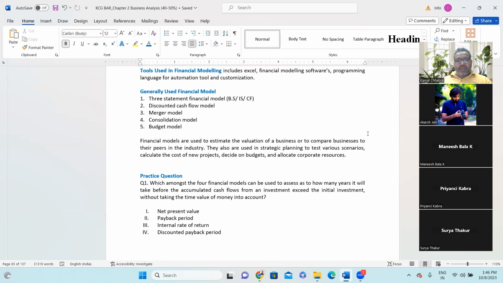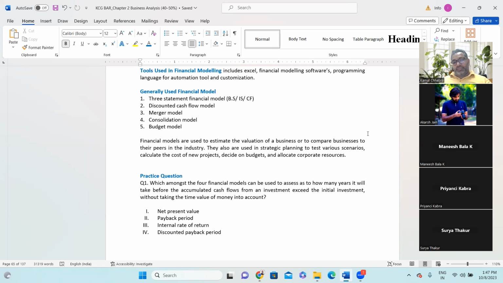So discounted, that's net present value. Yes, right? So it is saying without using. So the first option is incorrect, right? Second is payback period. Third is IRR, internal rate of return, and fourth is discounted payback. So the fourth option is also incorrect, right?